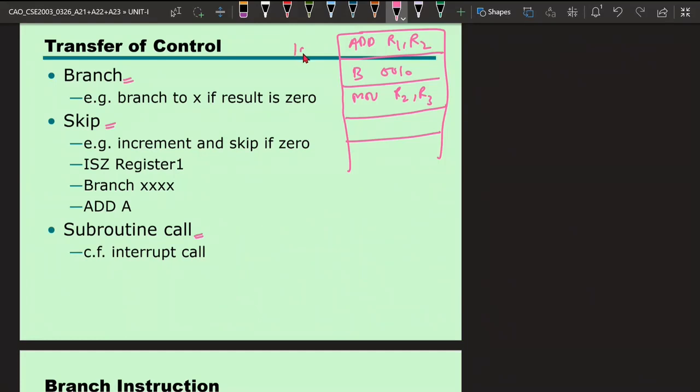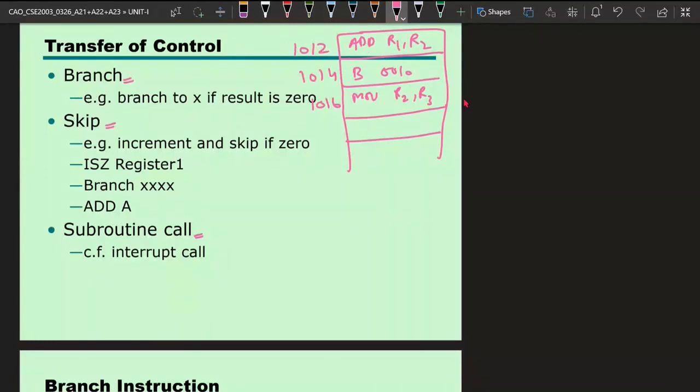It will be having some address. Suppose 1012 is the address. So based on that, this is a two address instruction. So 1012 and 1013 will be used for storing this. The next one will be 1014. Again, it will be two address, so 1014, 1016 will be there. So these are the different locations where these instructions are stored.